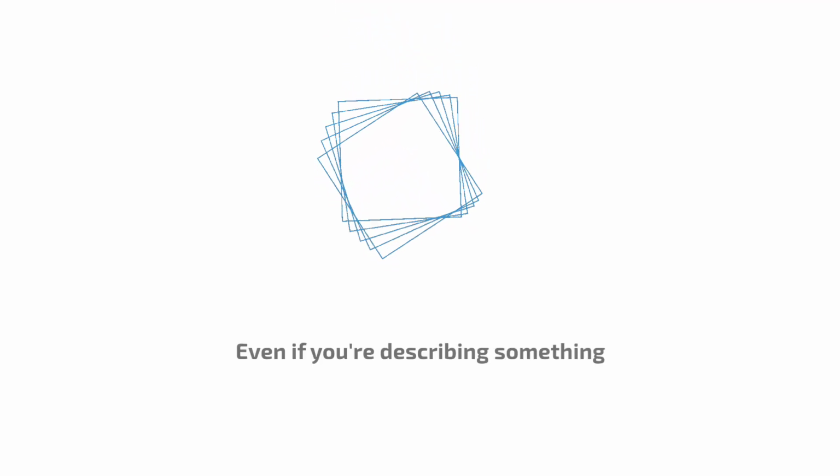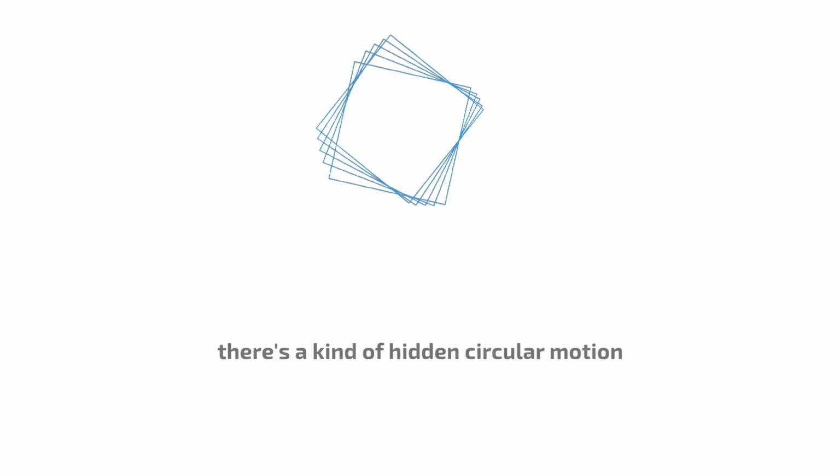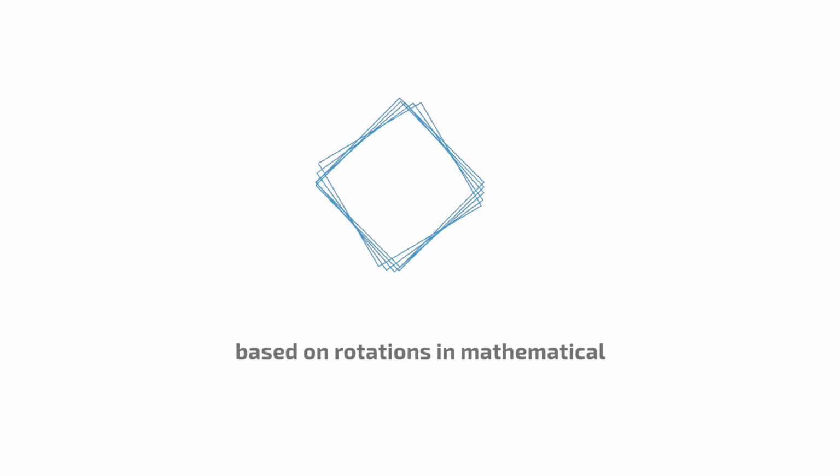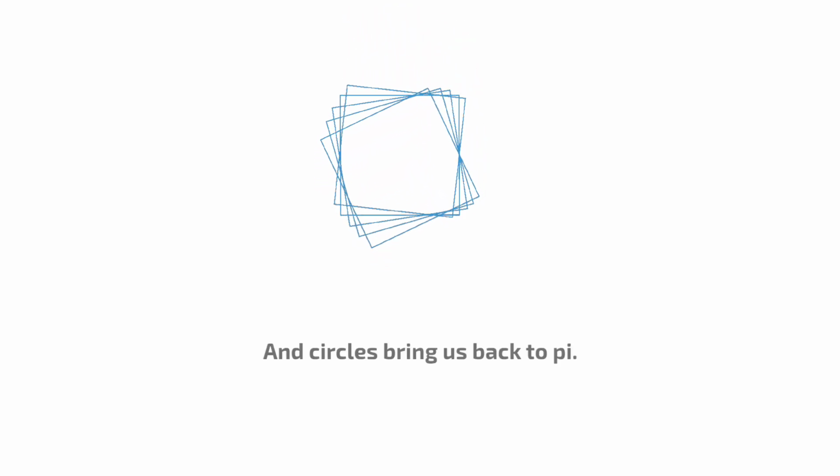Even if you are describing something moving in a straight line, which is vibrating or oscillating in any way, there is a kind of hidden circular motion underneath. That's because these wave patterns are based on rotations in mathematical space. And again, rotations bring us back to circles, and circles bring us back to pi.